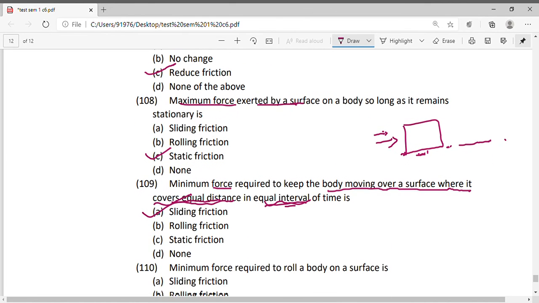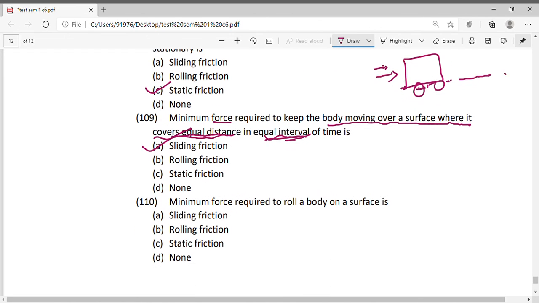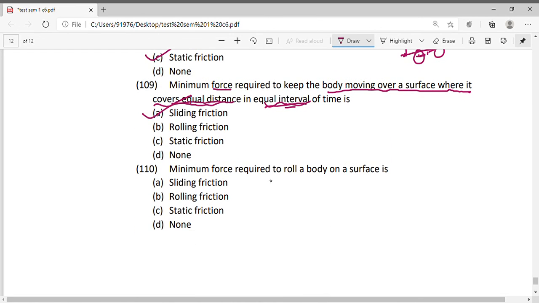Now if you put the same thing on a roller, it becomes rolling friction. So the minimum force required to roll a body on a surface is called rolling friction.